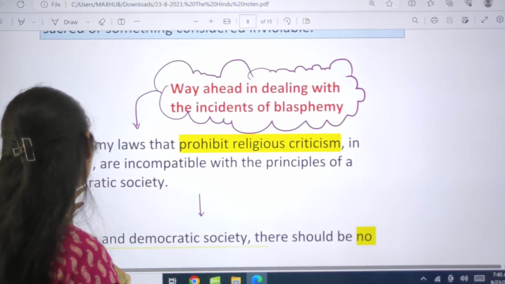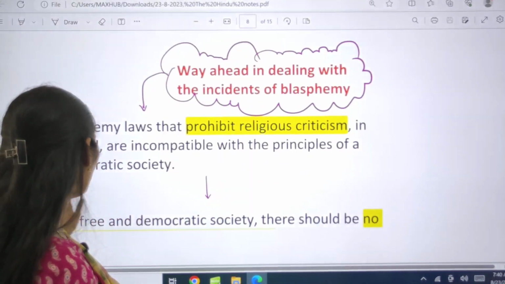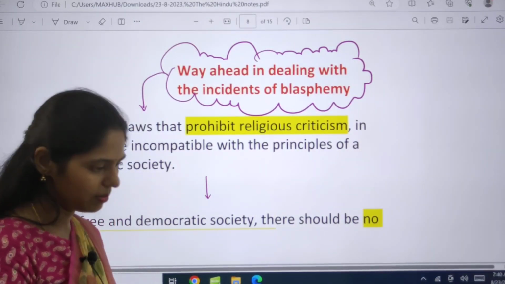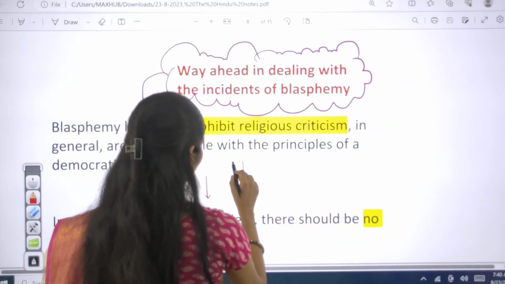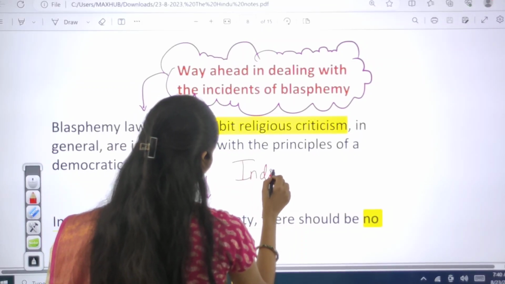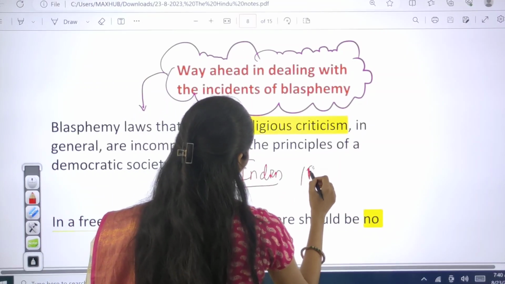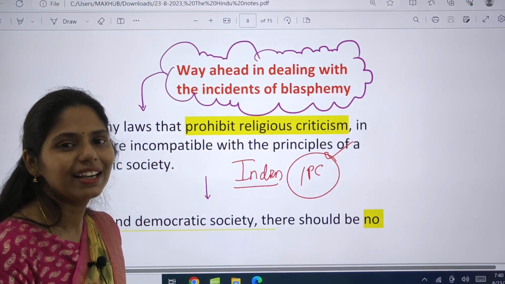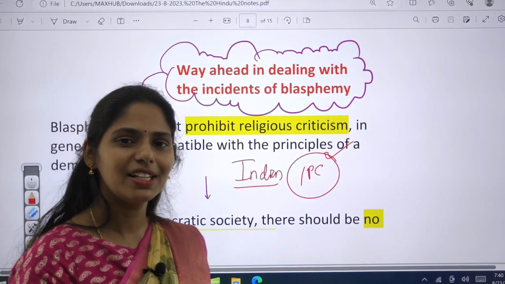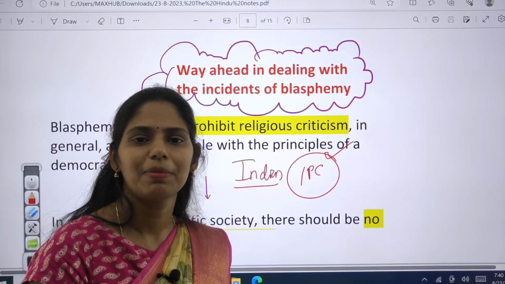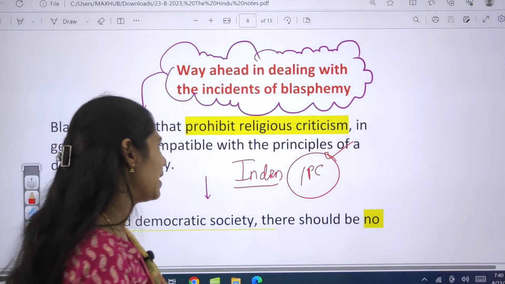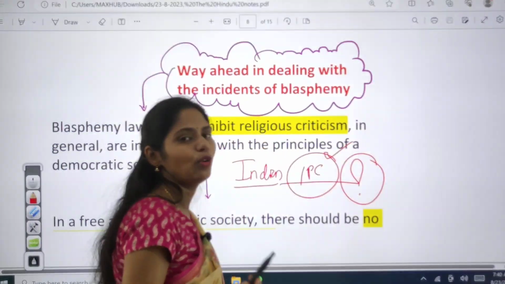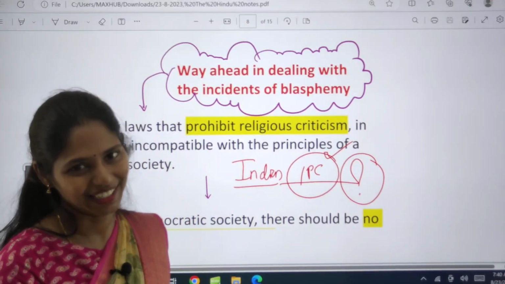So what can be done? Many countries or governments are thinking that we have to come up with laws to deal with blasphemy. In the Indian context, for example, we have the IPC, and some sections in the IPC deal with blasphemy. But recently the government came up with 3 bills to repeal the IPC, CRPC and IEA. So regarding blasphemy, what will be done? We don't know exactly what the future of blasphemy laws in India is.